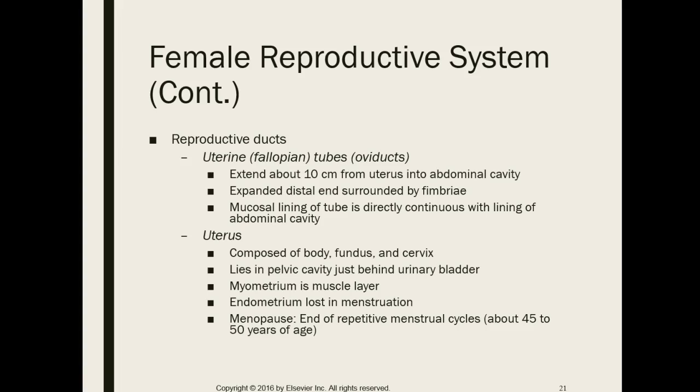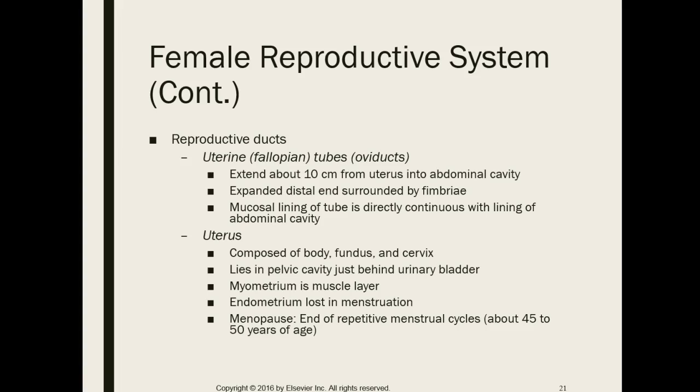So the uterus is made up of 3 different parts: the body, the fundus, and the cervix. The fundus is kind of the top part between the 2 fallopian tubes. The body is the main portion of the uterus, and then the cervix is leading into the vagina. It lies in the pelvic cavity just behind the urinary bladder. So this explains why during pregnancy women have to go to the bathroom a lot.